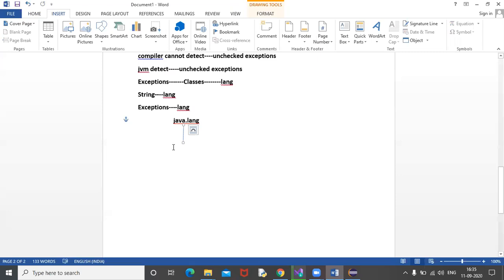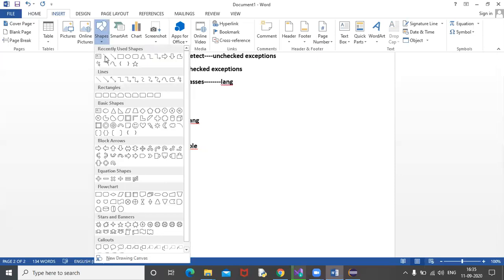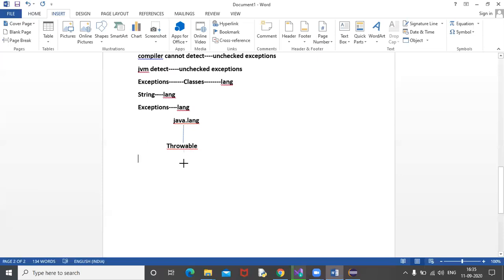So java.lang is the package. In that, there is a predefined class known as Throwable. Throwable is the name of the class. In the Throwable class, there are two subclasses called Error and Exception. I will give you the total shape of this hierarchical order.